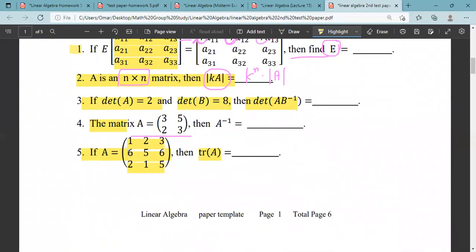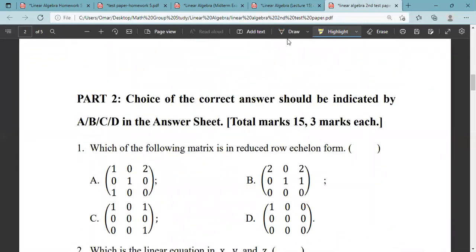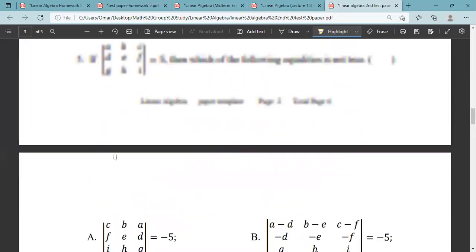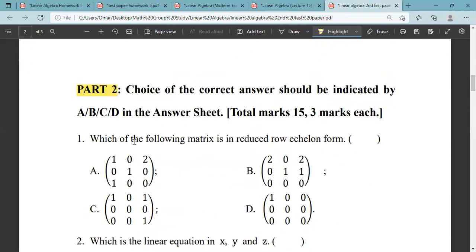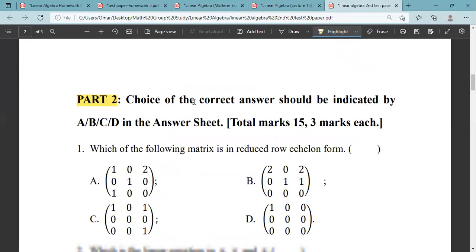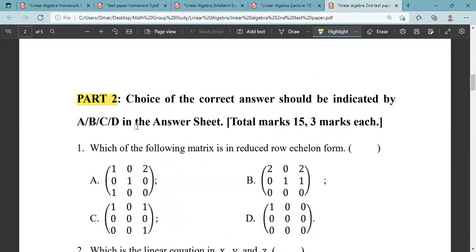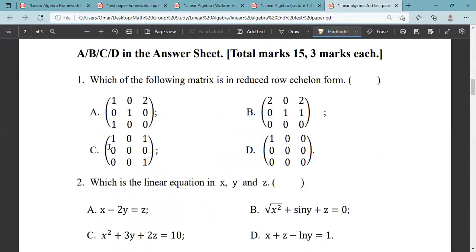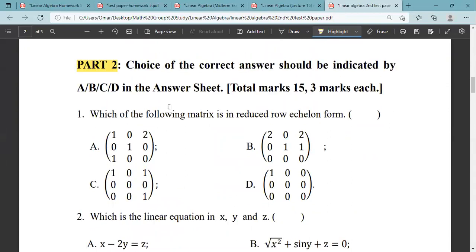And then we have some mathematical terms in the second part, part 2, and maybe further in part 3 and part 4. So let's see part 2. The choice of the correct answer should be indicated by A, B, C, D. So for part 2, these are also short answers. Which of the following matrices is in reduced row echelon form?